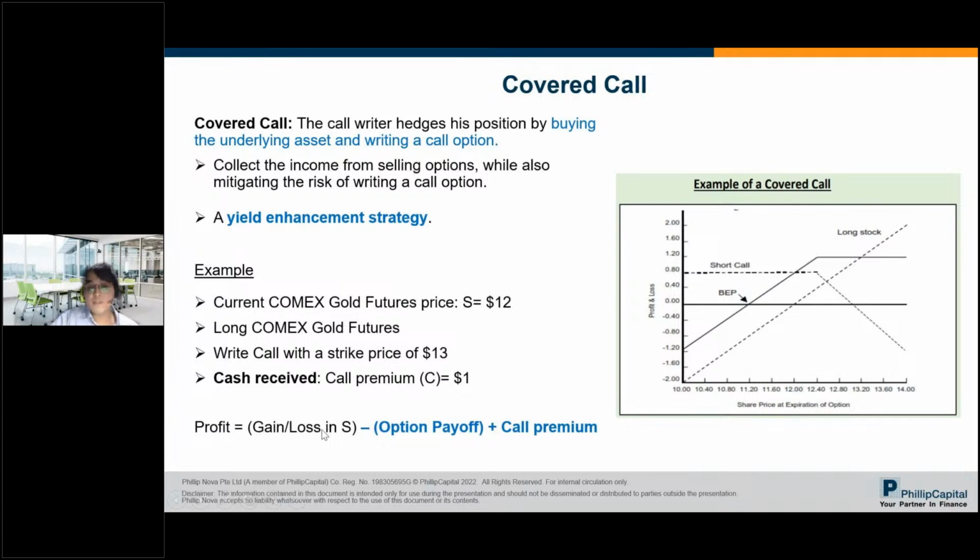We have a long position in the underlying, so we do have to calculate our gain or loss in the underlying. We do have to deduct our option payoff because we are the call writer. If an option is in the money, we of course enjoy the benefits of the payoff, but we do have to deduct the payoff because we are a call writer. The final term is that we add the call premium.